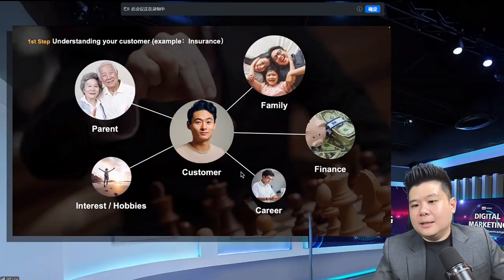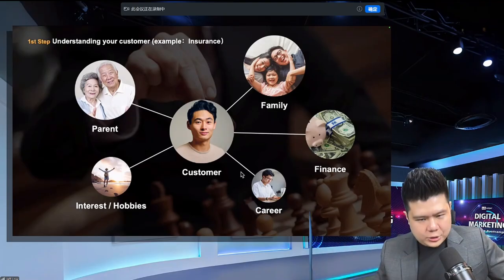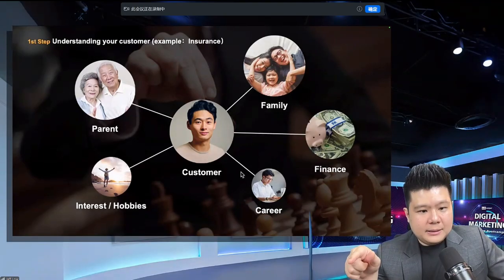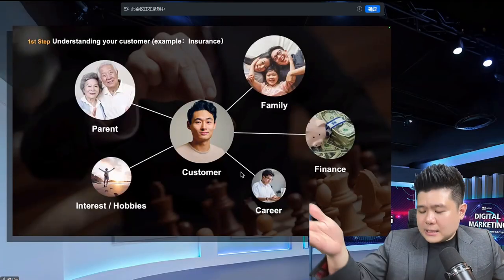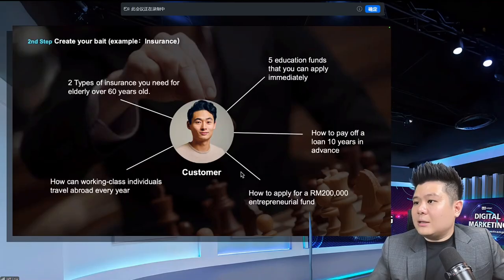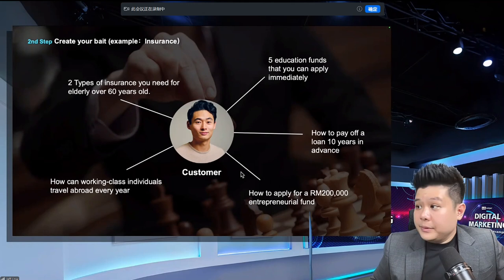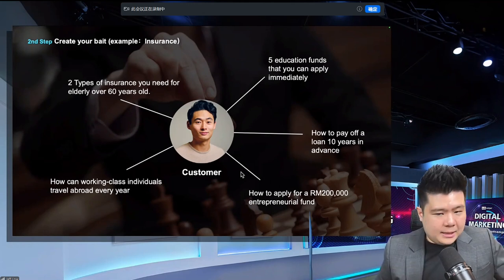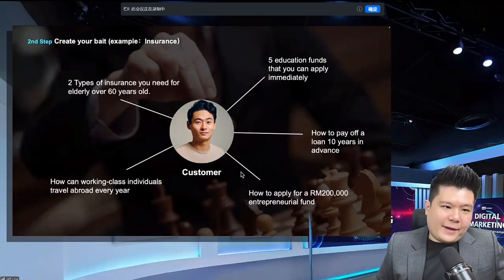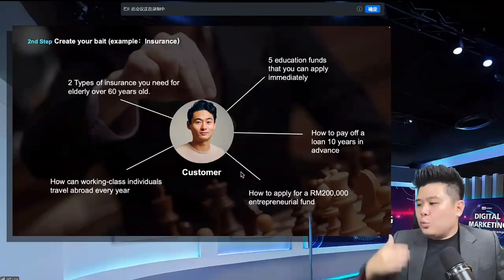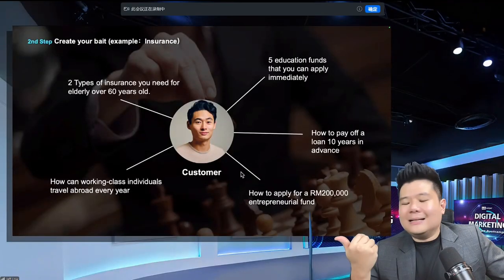Again, let me repeat that. It's never about the product. It's the purpose that your product helps them to achieve that they care about, the purpose, the end goal. Always focus on the end goal. For example, if there are parents and families, you can always come out with topics like: 2 types of insurance you need for elderly over 60s, 5 education funds that you can apply for immediately, how to pay off a loan 10 years in advance, how to apply for a 200,000 entrepreneurship fund. So these are the things that you can always provide.